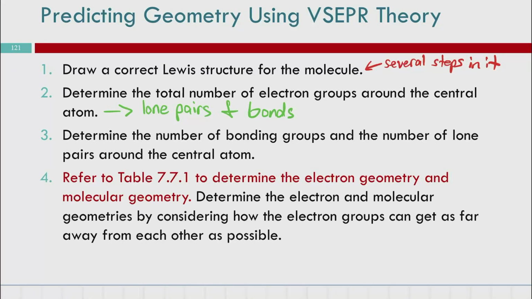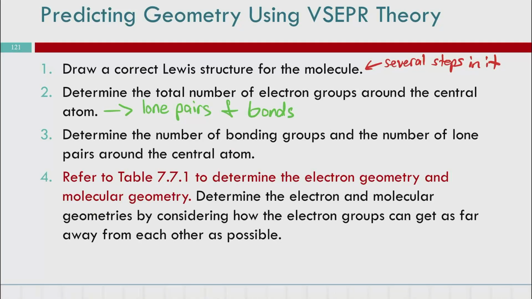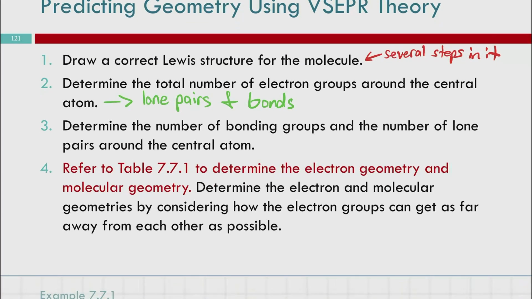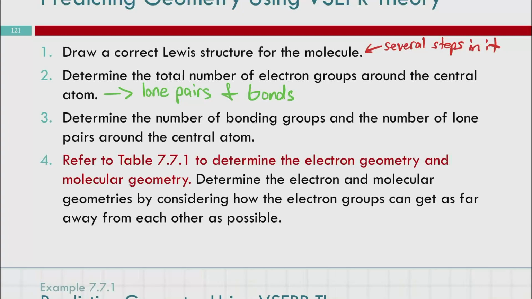And then based on those, you can either refer to table 7.7.1 from the book to figure out the electron geometry and the molecular geometry, or you can imagine me standing up here doing the poses and then getting rid of a hand, or you can pose through it yourself and try to get those things spaced out as much as possible to come up with your electron geometry, what the electron group's shape is, and the molecular geometry, what the molecule actually looks like.